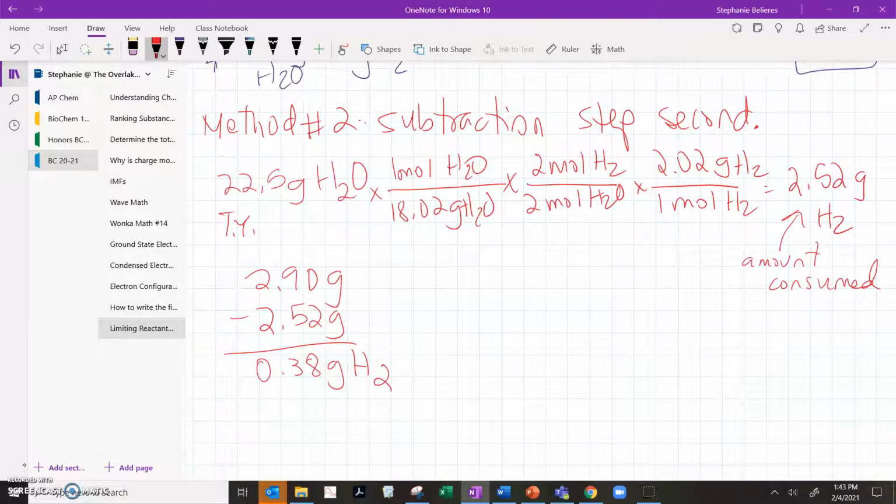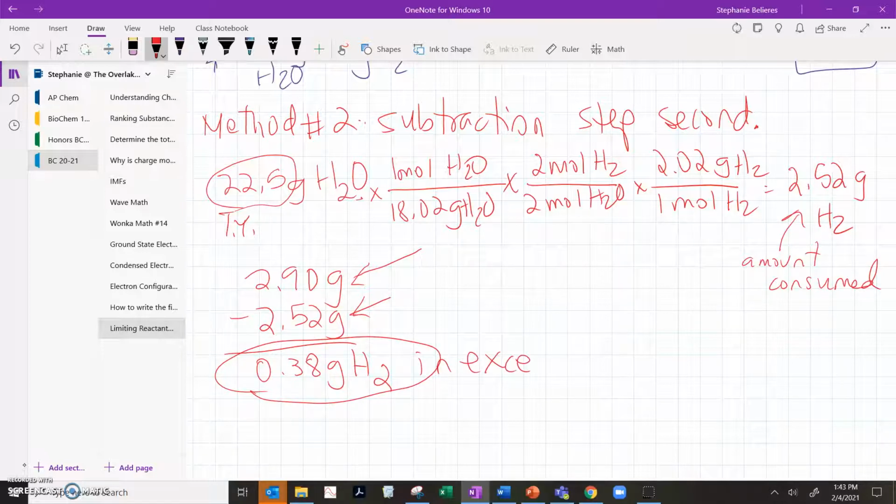Okay, so what this tells me is this is how much I started with. In order to generate 22.5 grams of water, I need 2.52 grams of hydrogen. That's going to leave me with 0.38 grams of hydrogen in excess. All right. And that is a limiting reactant problem. That is all of the steps.